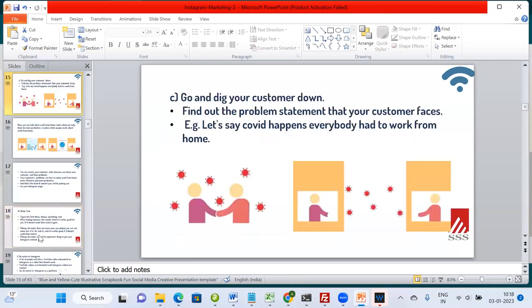Now go and dig into your customer. Find out the problem statement that your customer faces. For example, let's say COVID happens, and everybody has to work from home. Now we have to understand what the customer's problems are and how we can provide a better option, a better solution. Like with our example of the online Android app development course.